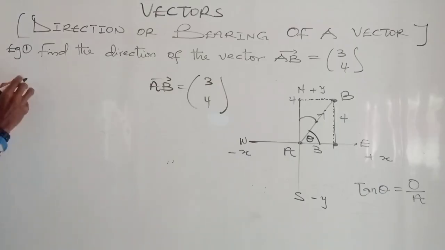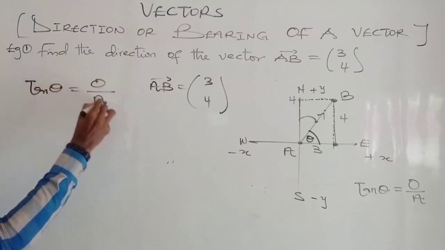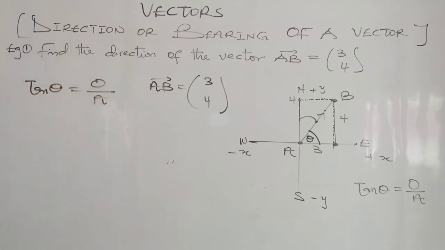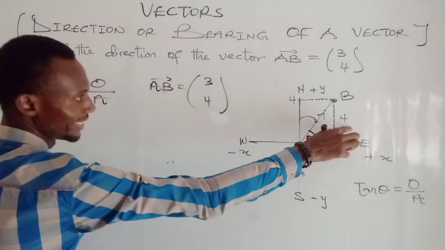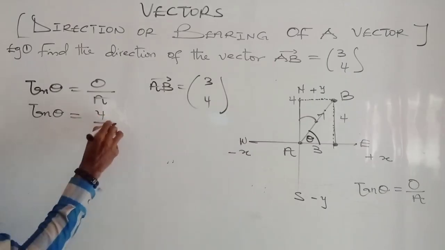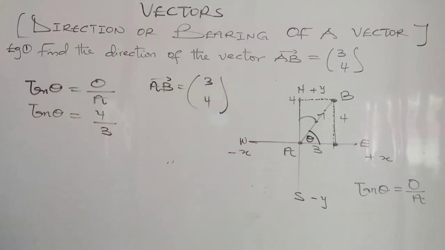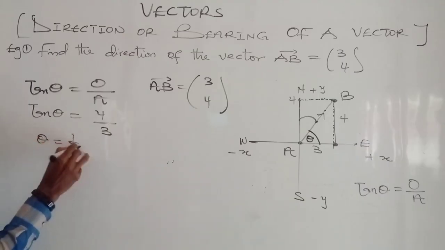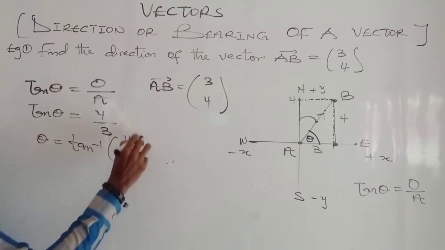Let me clean what I have here, and let's proceed to solve. So I have that tan theta equals opposite over adjacent. I'm just going to input my values. So tan theta will be equal to the opposite, which is 4, all over the adjacent, which is 3. From here, to get your theta, it will be equal to tan inverse of 4 over 3.